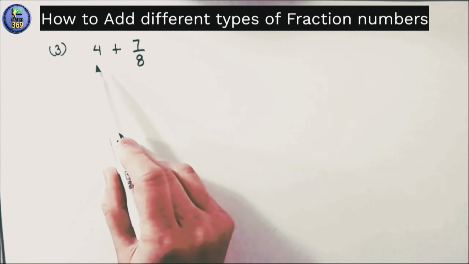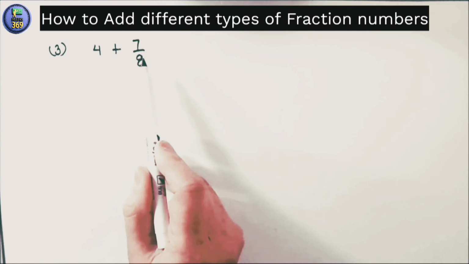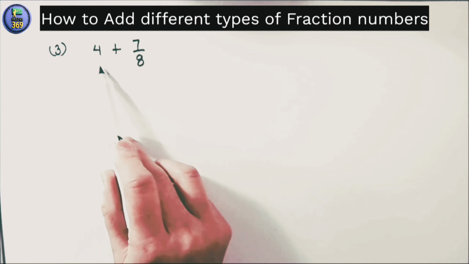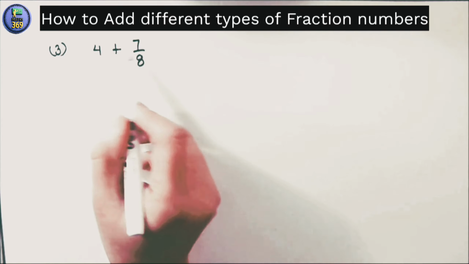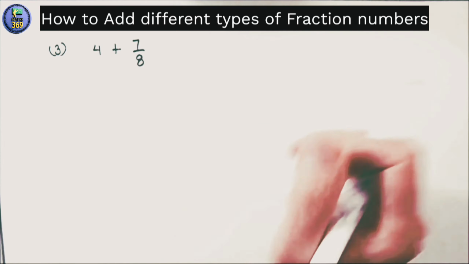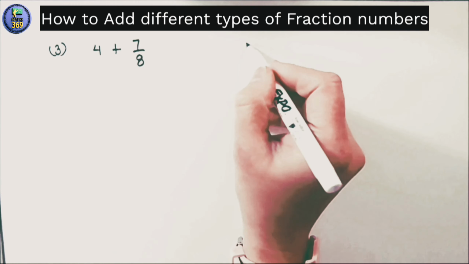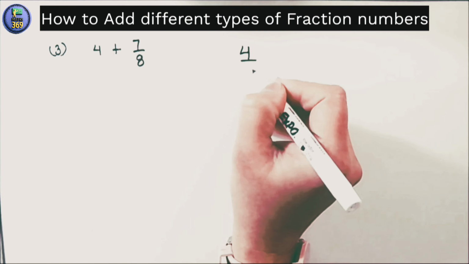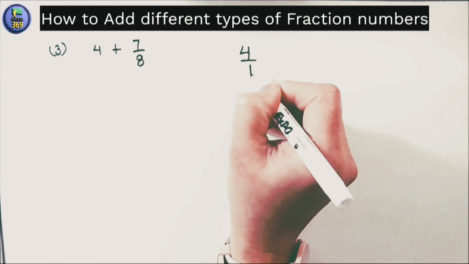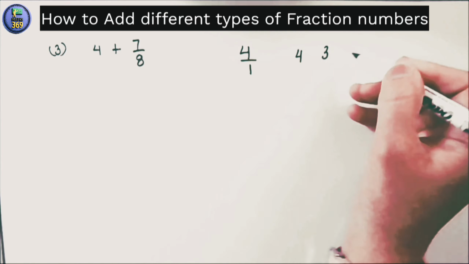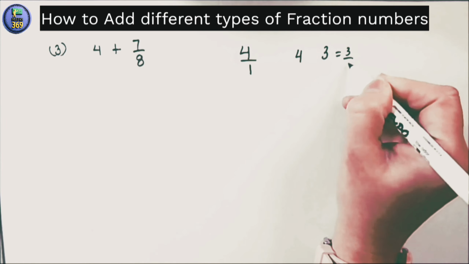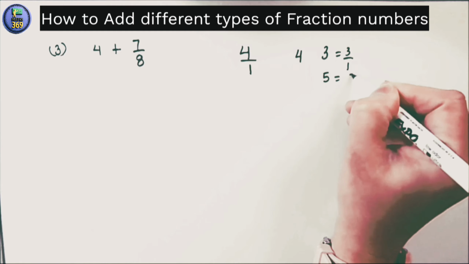So as you see here, 4 is not a fraction and 7 by 8 is a fraction. So this is a whole number and a fraction addition. This is one way of seeing this fraction. But we all know that all natural numbers can be written in the form of rational numbers, which is 4 divided by 1. So 1 is the denominator of all the whole numbers, because 3 is equal to 3 by 1, 5 is equal to 5 by 1.